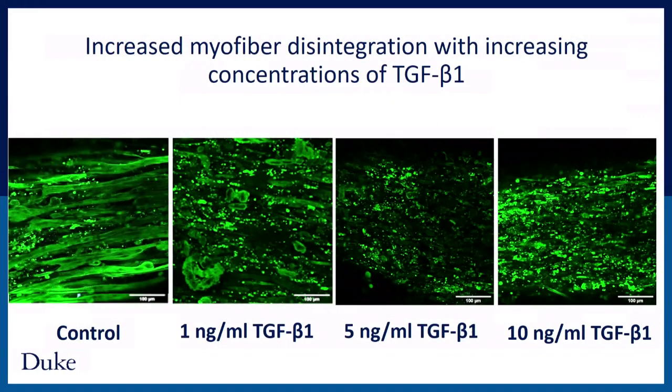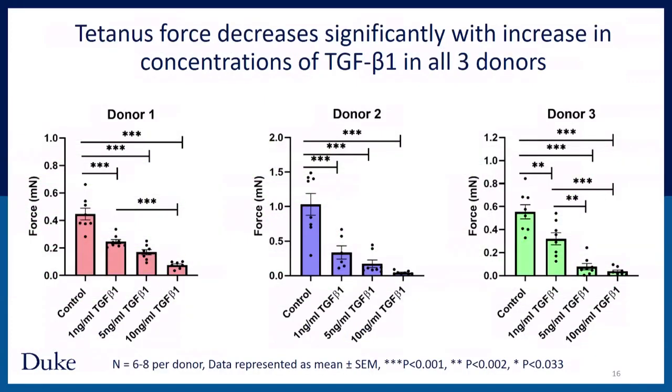And then we want to check how TGF-beta affects the structure of the bundles by staining for sarcomeric alpha-actinin. You can see for the control, there are long fibers with striated structures, but with TGF-beta treatment, the bundles are disintegrated into small pieces. And this results in force reductions. We measure the twitch force and the tetanus force, here just showing the tetanus force. With all 3 donors, we saw a decrease in the force upon TGF-beta treatment.